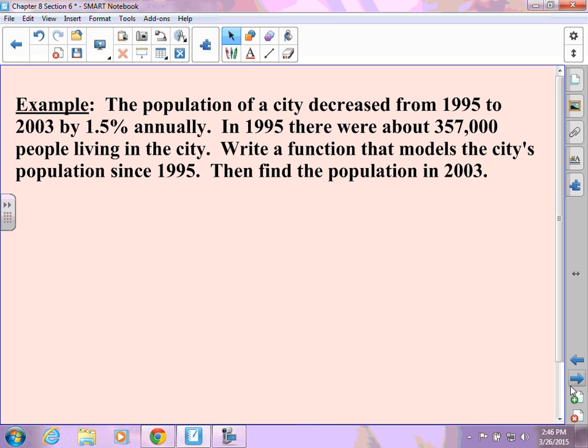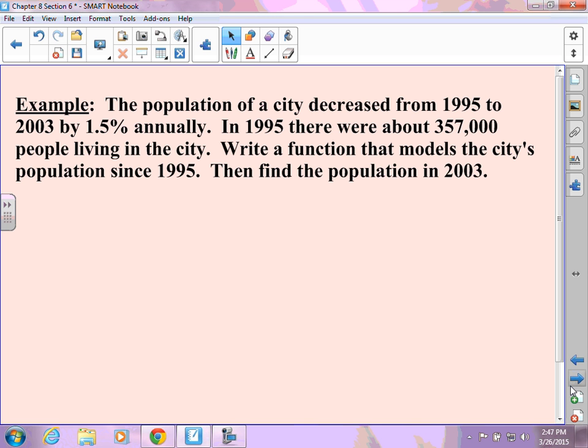For example, the population of a city decreased from 1995 to 2003 by 1.5% annually. In 1995, there were about 357,000 people living in the city. Write a function that models the city's population since 1995. Then find the population in 2003. Notice that we're going to look at this population as declining. A lot of towns do this. Why is their population declining? What's going on with their town? How do you boost the population? Because the more people living in your town, the more taxes you get, the more revenue is within your town, and the more it thrives.